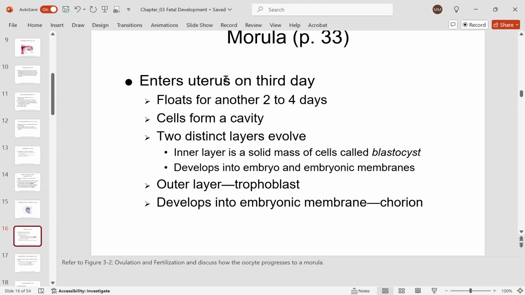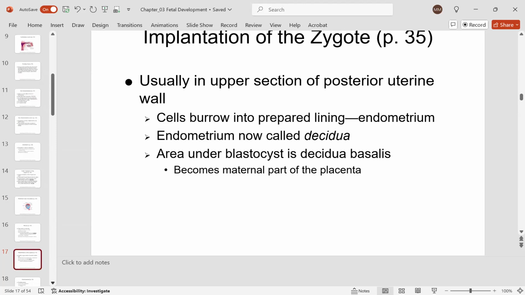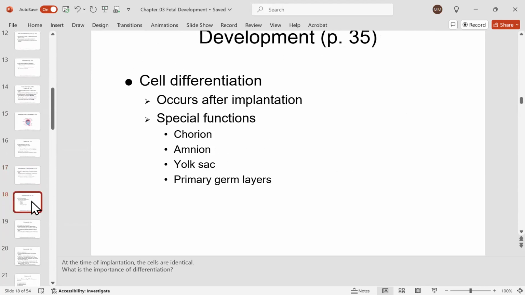Usually takes about the third day for the little zygote to get into the uterus. It floats around the uterus for a couple of days. And it's got two layers of cells because one layer is the baby and the other layer is basically the placenta. Okay. And so it's supposed to implant in the upper section of the posterior uterine wall. So the back upper one third, and it basically buries itself into the lining of the uterus. And then it becomes part of mom, starts to grow. Tell me this is not like crazy, amazing stuff.